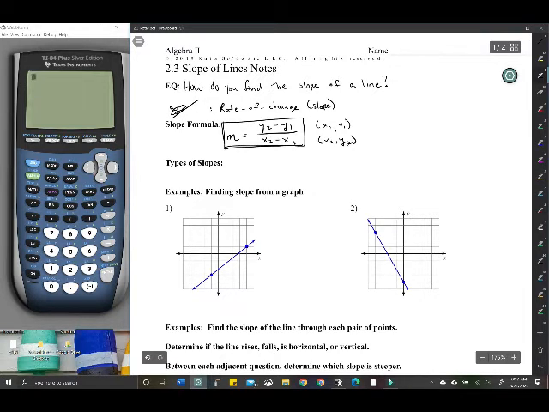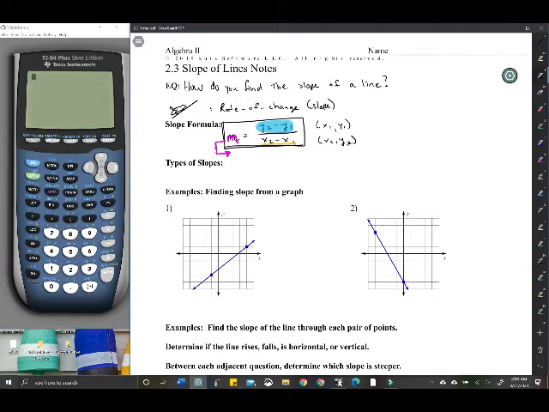Try and memorize it. Why is m the letter for slope? I do not have a very good answer or reasonable answer for you. Some mathematician before I came along decided to let m be the letter for slope. The key thing is make sure your y's are in the numerator and your x's are in the denominator. Students mix those up, and then you'll get an opposite answer, and you don't want that to happen.